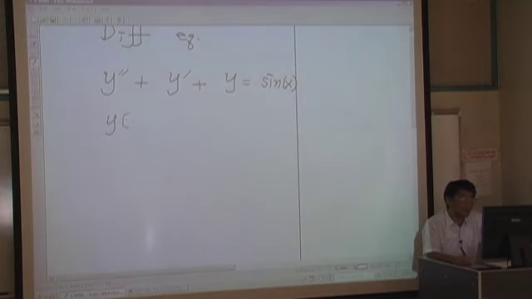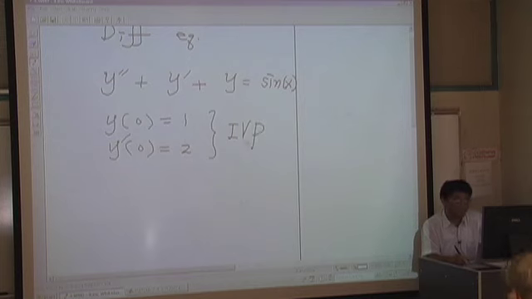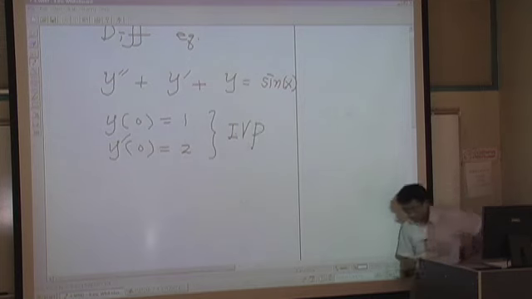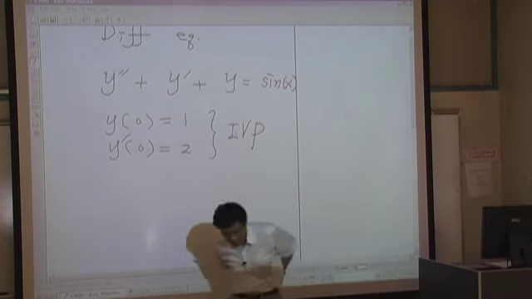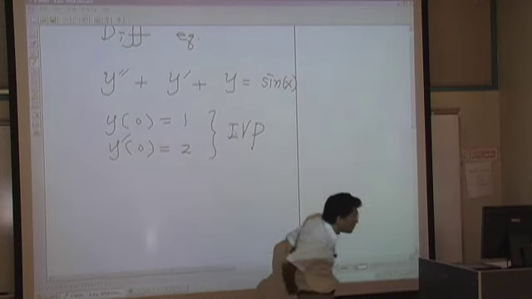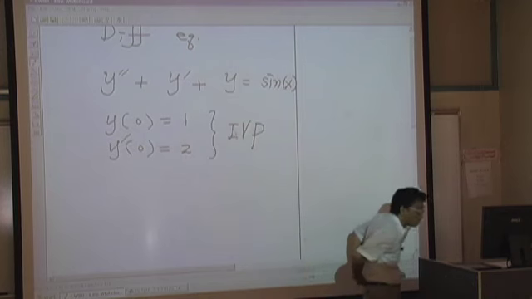Assume that y of time 0 and then y prime of time 0 is given, like this. Then this kind of problem is called the initial value problem. So this is the initial value problem. And the other type of value problem is boundary value problem.